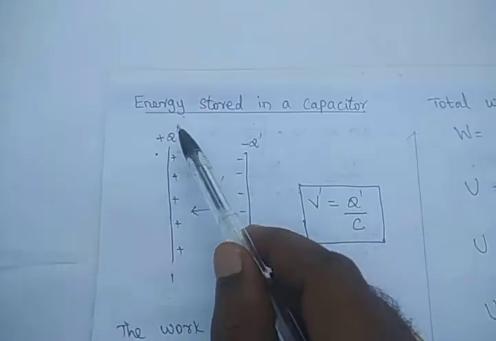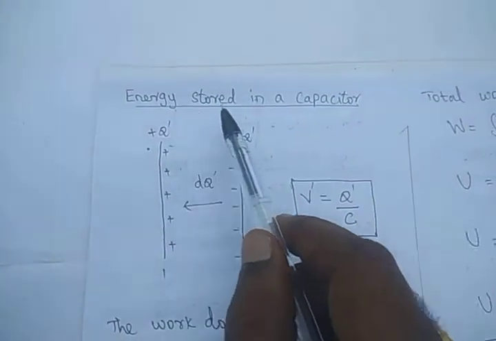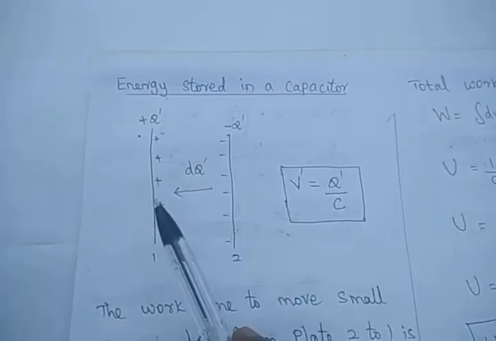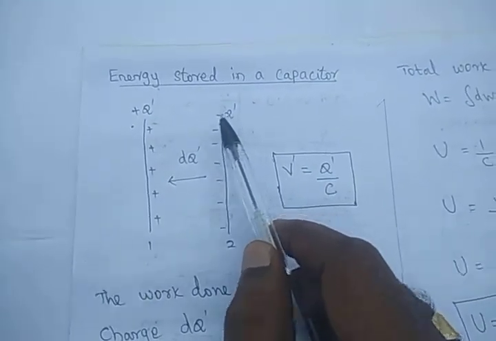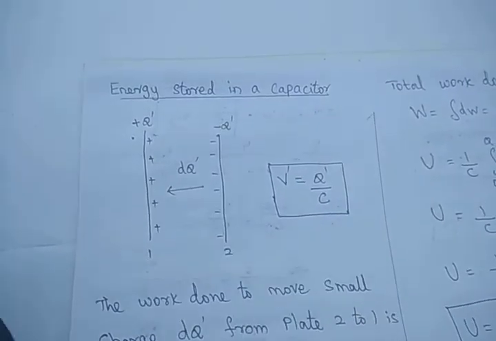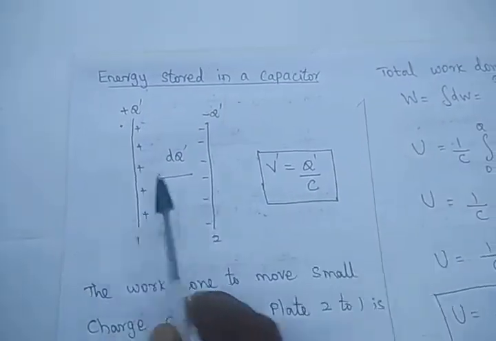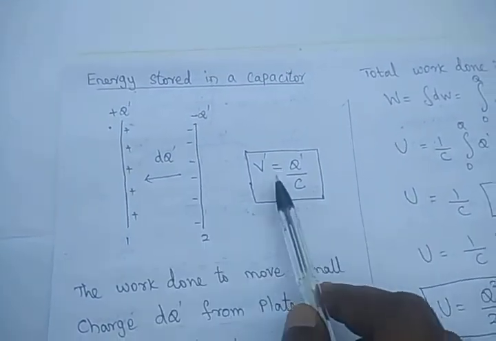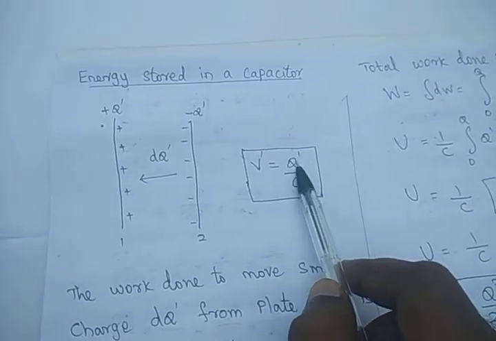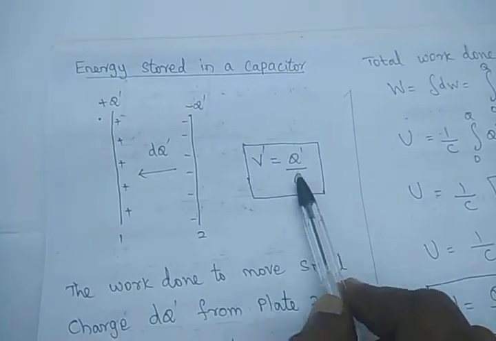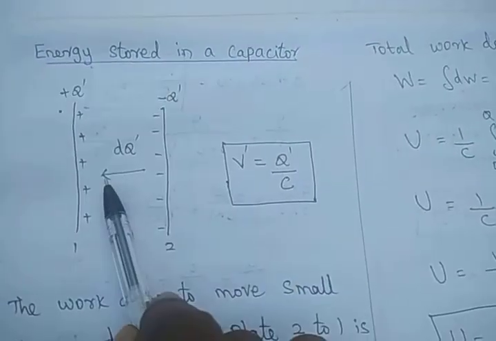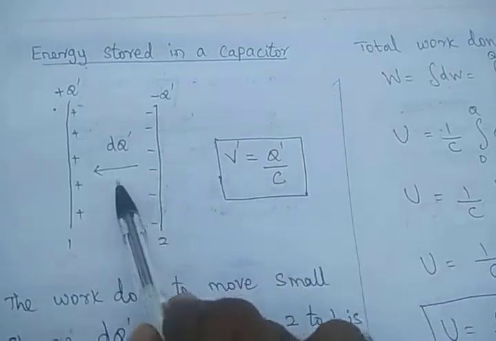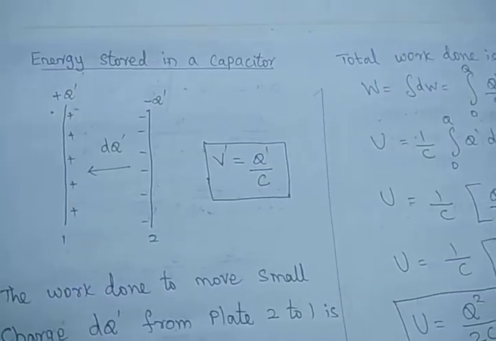Dear students, in this session we are going to see about energy stored in a capacitor. Let us see that there are charges plus q prime and minus q prime present in plates 1 and 2. So this is a capacitor. The potential at this capacitor is V prime, which is equal to q prime by C. Here C is the capacitance of the capacitor, q prime is the charge in the capacitor, and V prime is the potential difference, that is, the voltage across this capacitor.